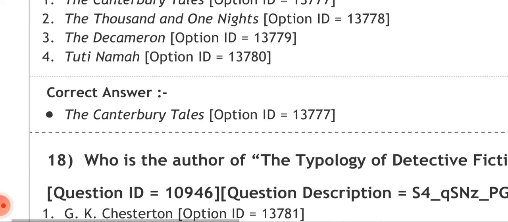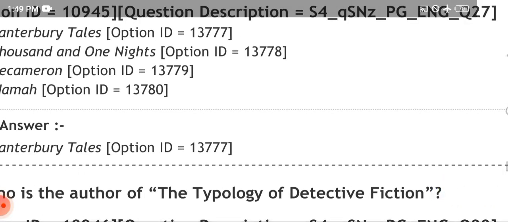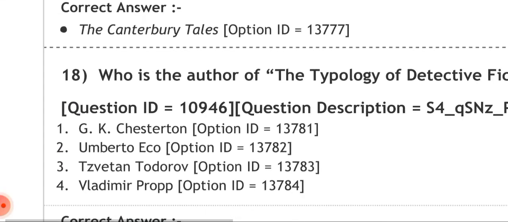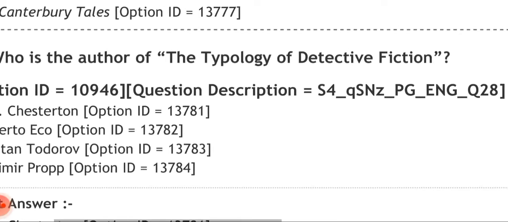Next question. Who is the author of the typology of detective fiction? The correct answer will be, options are like this: G.K. Chesterton, Umberto Eco, Tzvetan Todorov, Vladimir Propp. The correct answer is G.K. Chesterton. Sorry, he was the writer who had written this book called The Typology of Detective Fiction.